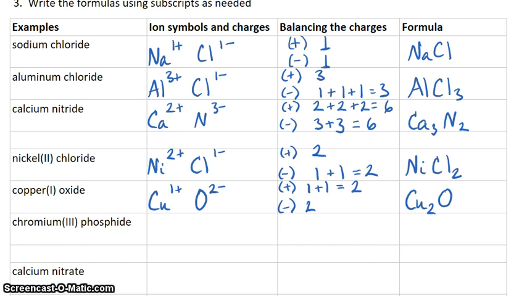Next is chromium phosphide. Chromium has a symbol of Cr, and the Roman numerals there indicate that it has a charge of 3 plus. Phosphide is P, and it has a charge of 3 minus. So one chromium ion with a charge of 3 has the same amount of charge as one phosphide ion with a charge of 3. So we can write that as CrP.